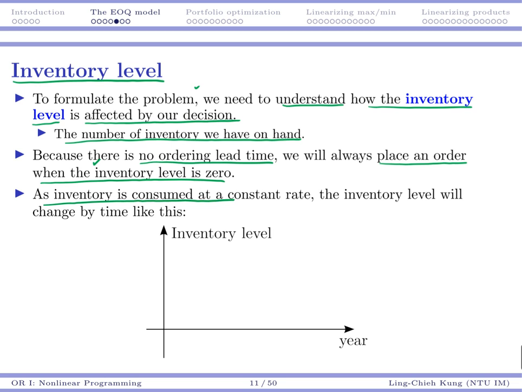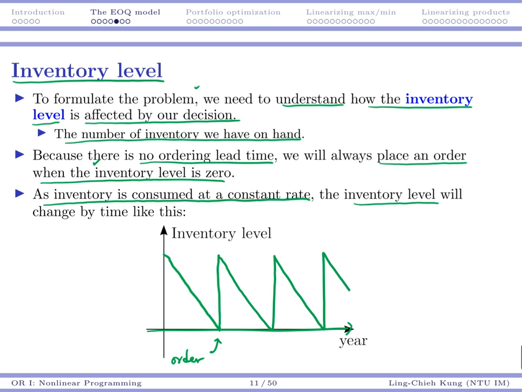As inventory is consumed at a constant rate, our inventory level would be something like this. So throughout a year, every day your inventory is going to decrease. And once you hit 0, you're going to place an order. And then you get replenishment, and then your inventory level would go up. Because in the morning, some people call you, some people knock your door and give you 50 units. All right? And then day by day, it goes down, and then goes up, goes down, and then goes up, and so on and so on.